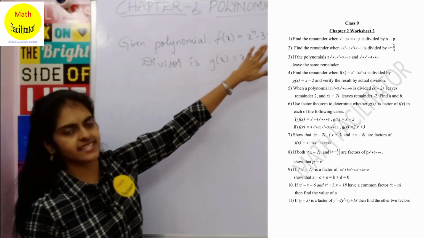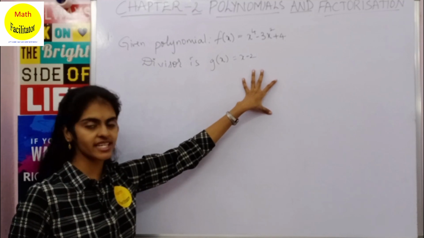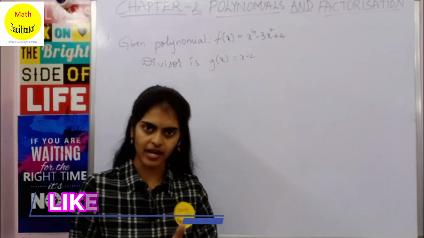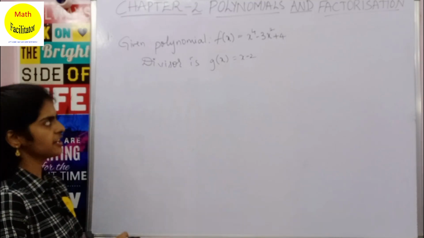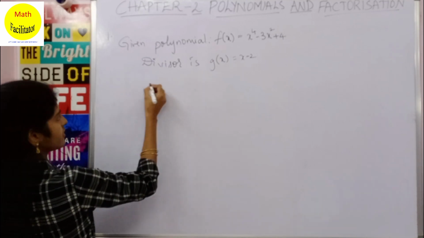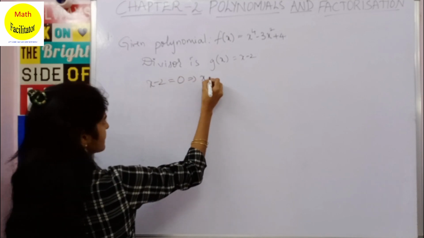Here f of x is given to you and g of x is given to you. They are asking us to find the remainder using the remainder theorem, and after that you will recheck your remainder using the actual division method, which you have learnt in your earlier class. Now firstly let us use the remainder theorem. So here g of x is nothing but x minus 2. So x minus 2 equal to 0, which implies x equal to 2.